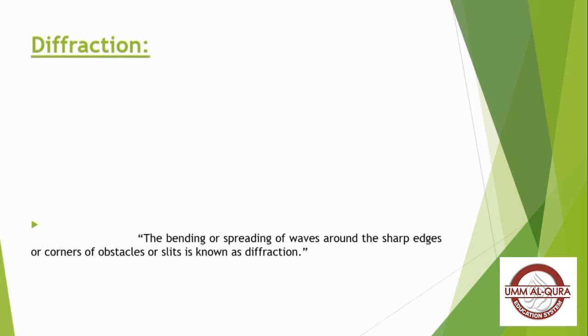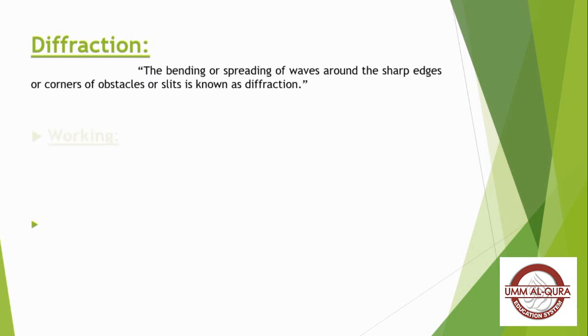Now move to diffraction, which is the last property of the wave. The definition of diffraction is the bending or spreading of waves around sharp edges, corners, obstacles or slits. Meaning, when a wave passes around an obstacle, it will spread around the sharp edges of that material.